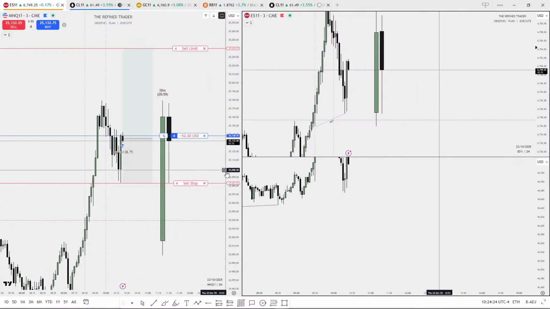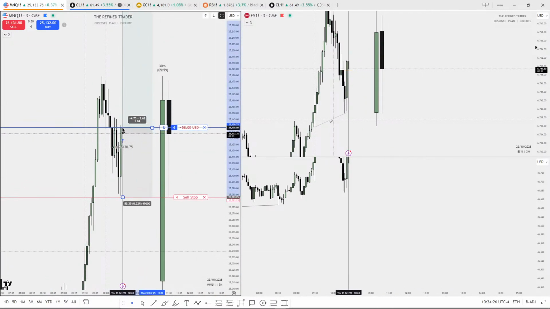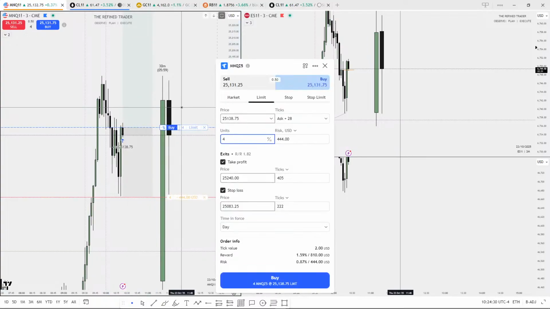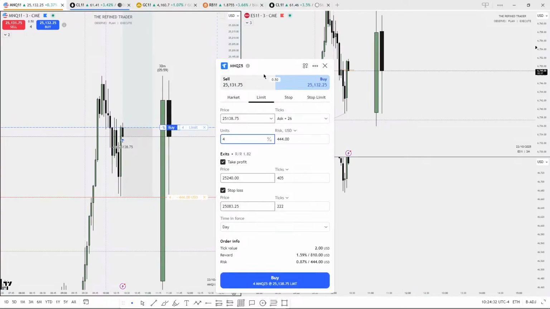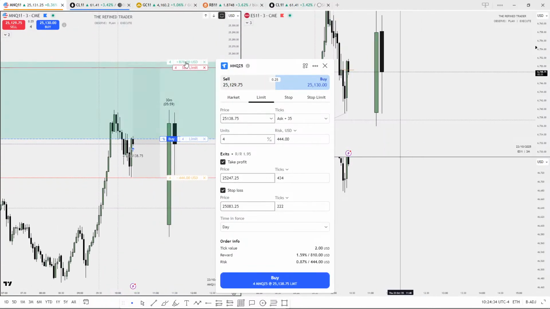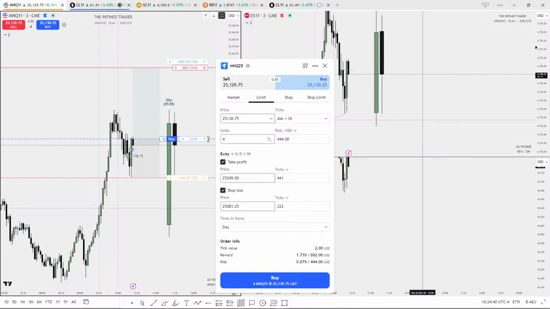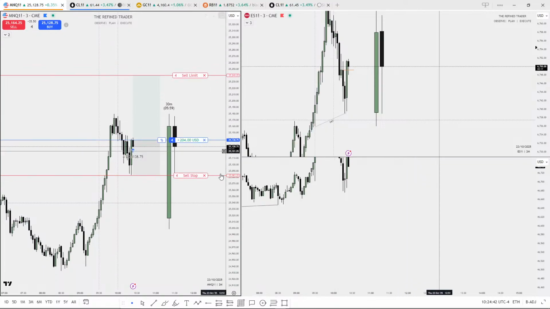So I got in at this level. Let me see clearly my order with 4. I'm risking $444. So near the high is 810. So I'll just expand it a little bit to 1K. Or you know what? 800 is also good, not gonna lie. So let's see.